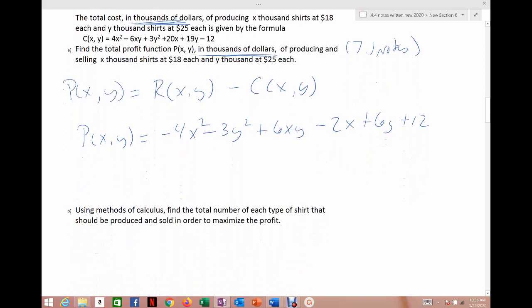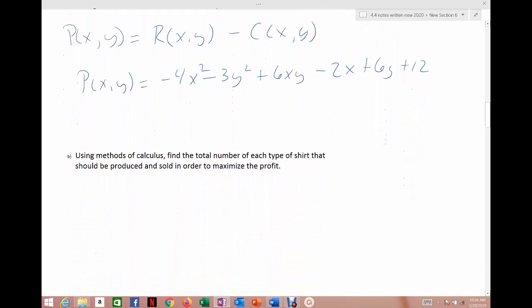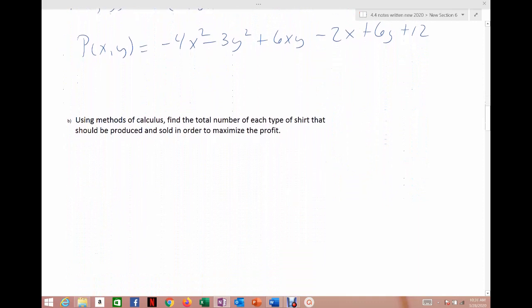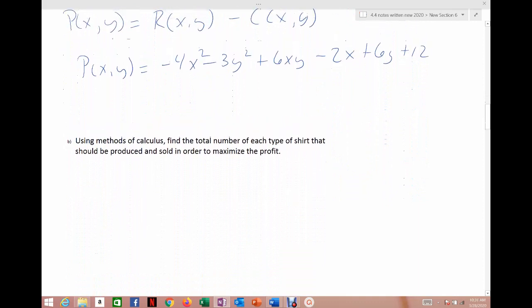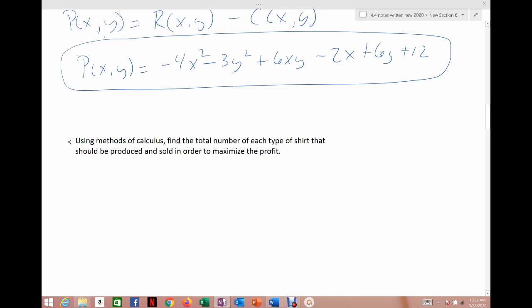Alright, use a method of calculus to find the total number of each type of shirt they need to sell in order to optimize profit. Which means go through the process that we went through in the previous, the method of calculus, which means find my critical values, which means I need to find my first derivatives and set them equal to zero, and show your first derivatives properly labeled.